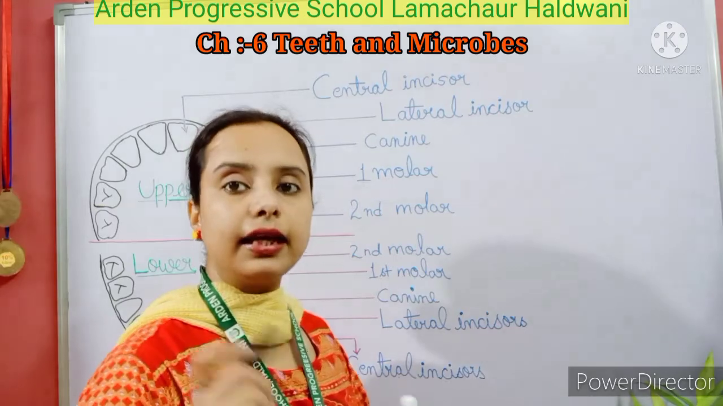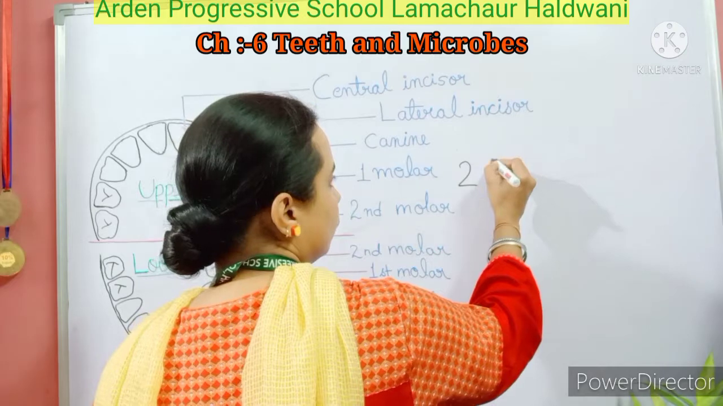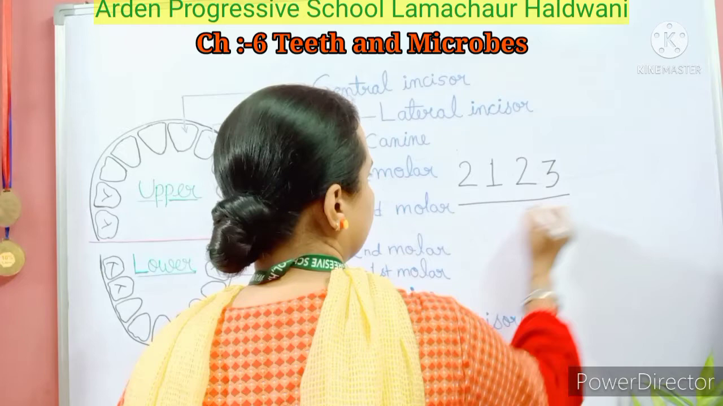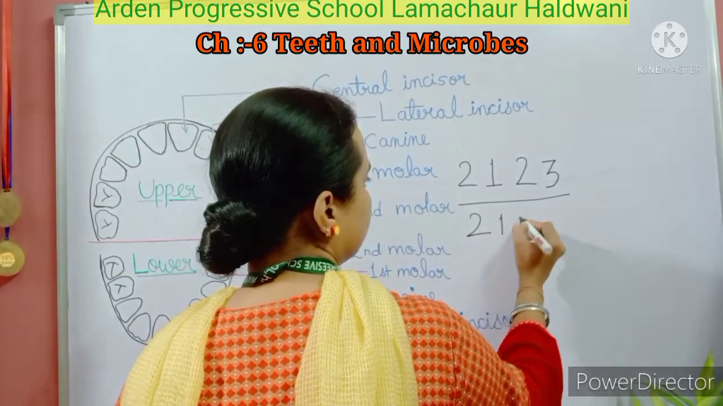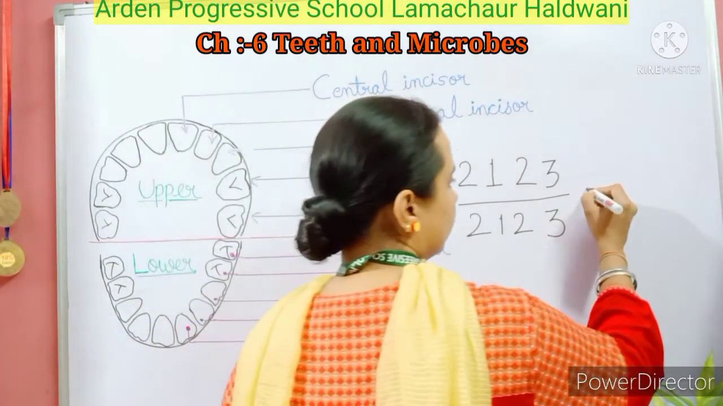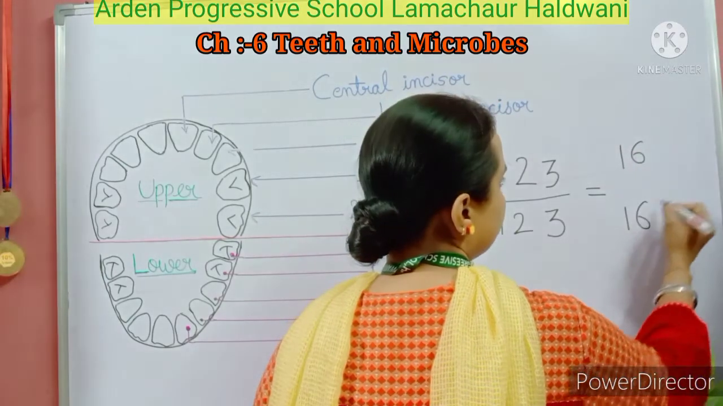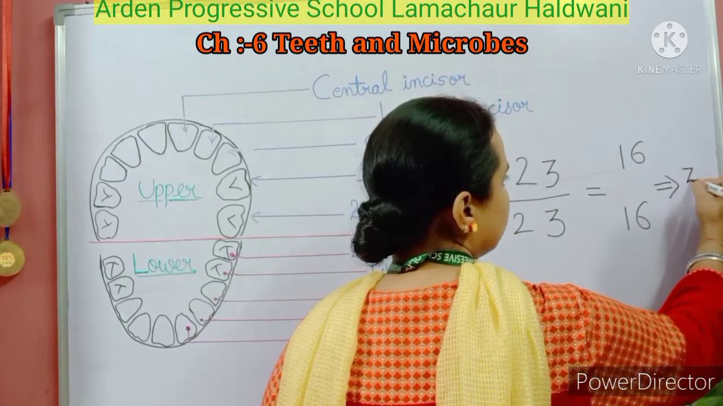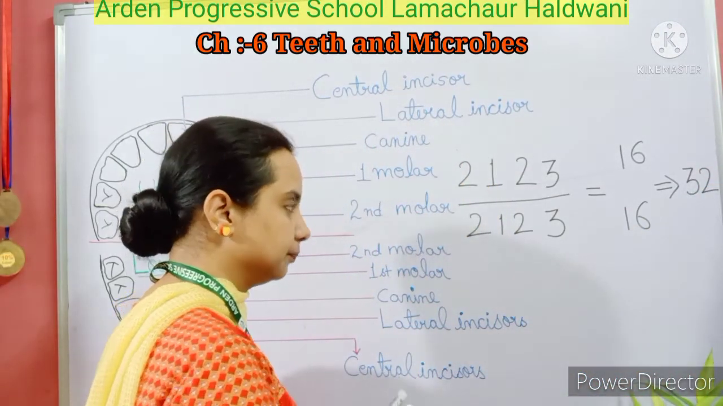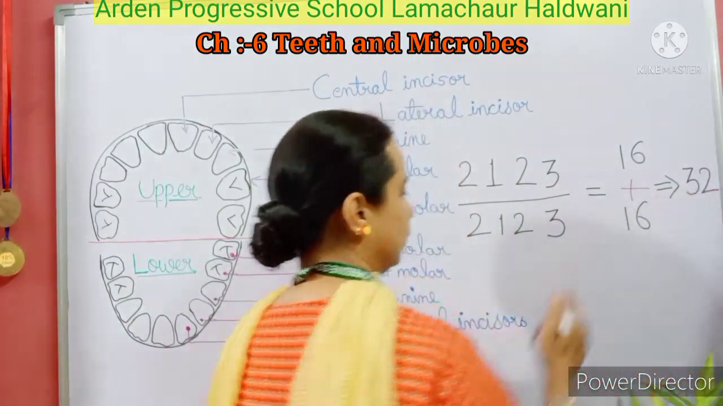In adults, the teeth formula is 2123 upon 2123. So 16 teeth are above and 16 teeth are below, which equals 32. If we add 16 plus 16, it is 32.